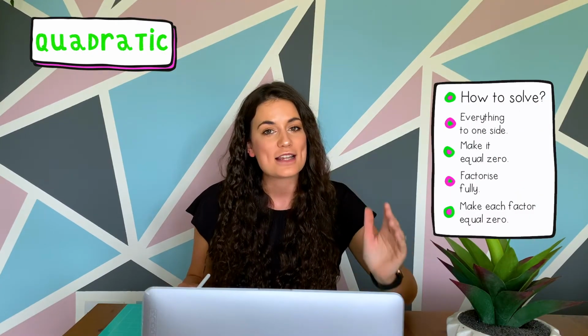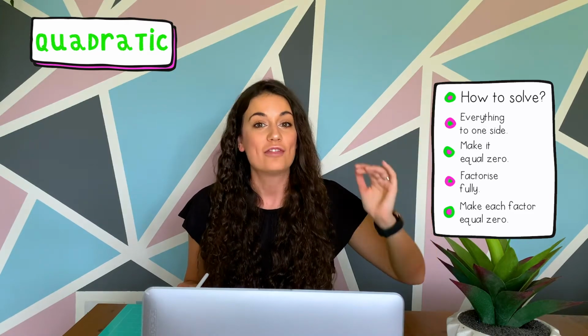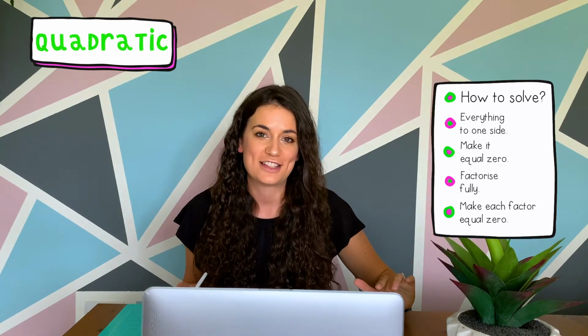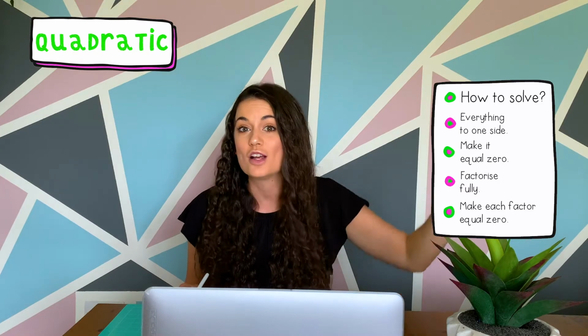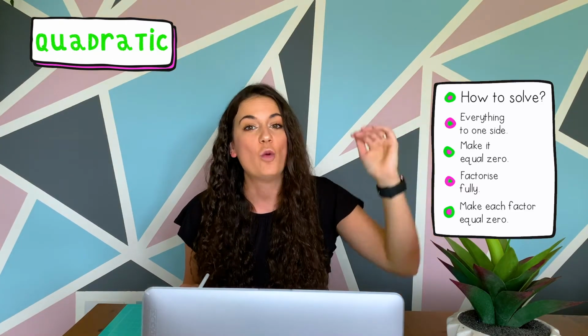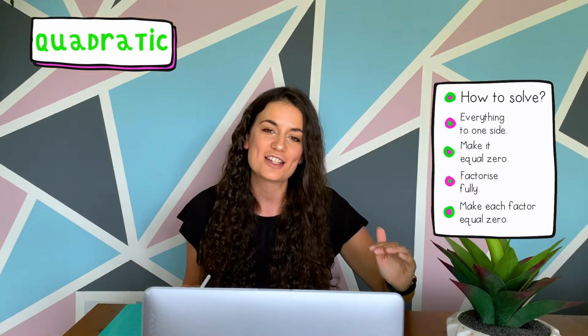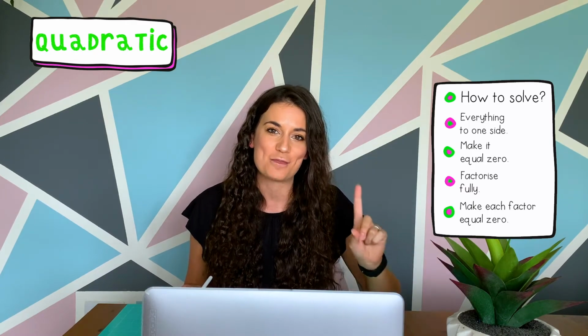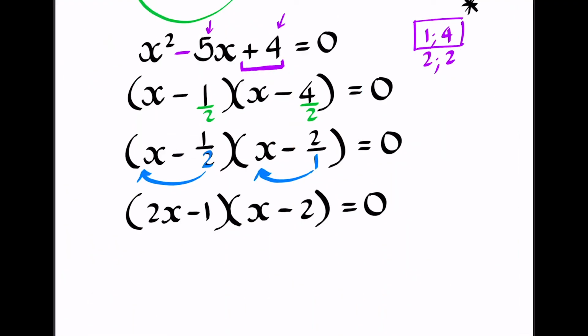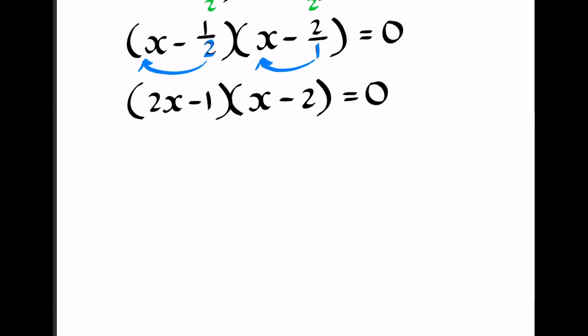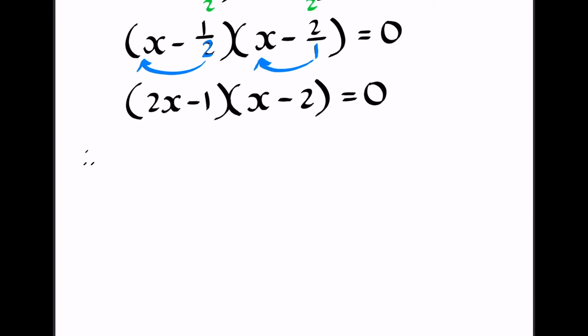To solve a quadratic equation, we take everything to one side, we make it equal to 0, we factorize fully, and then we make each factor equal to 0. So everything was on the one side, everything was equal to 0. Now we've factorized fully, so we can do our last step, which is to make each factor equal to 0. So therefore, 2x minus 1 equals 0. So that's my one factor. Or x minus 2 equals 0. And that was my other factor.